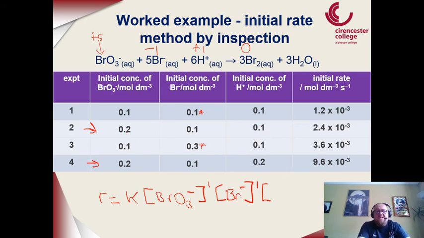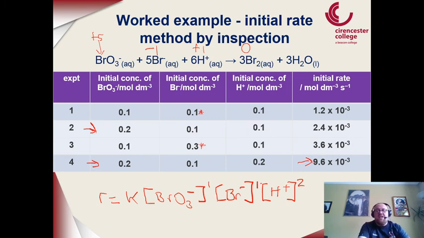So I can see that this has stayed the same, this has stayed the same, this is the only thing that's doubled. So it's 2.4, we've doubled it, and this has actually gone up by times 4. So this has gone up times 4, so that means our H plus concentration, the order of reaction with respect to that is 2. Now, how do we work out what the reaction order is overall?